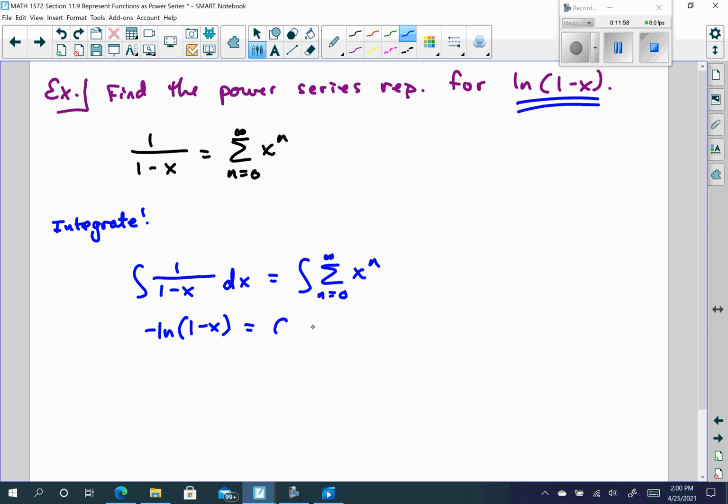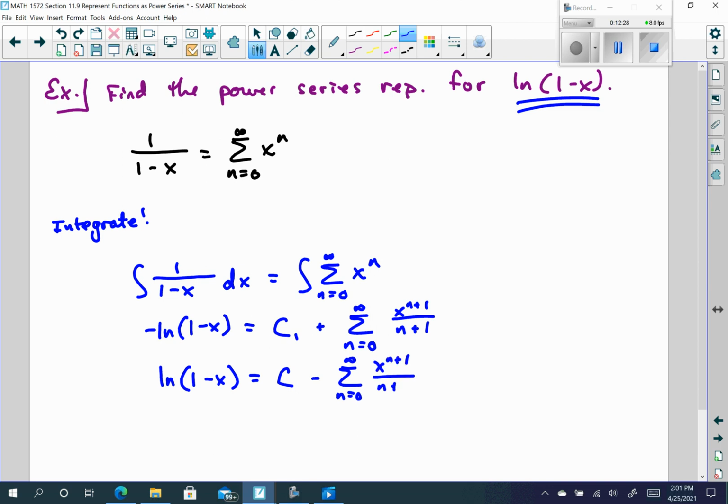I'll put my constant of integration first. It's going to become a c. And because I'm going to end up dividing by this negative, I'll call this a c sub 1 for right now. And then this becomes the summation as n goes from 0 to infinity. And I'll use the power rule here, so we'll get x to the n plus 1 over n plus 1. And then I'll divide everything by negative 1. So we get the natural log of 1 minus x is equal to, I'll just call this c now. Then we'll get a minus this summation. And then this would be true for the absolute value of x less than 1. So again, 1 would be our radius of convergence.